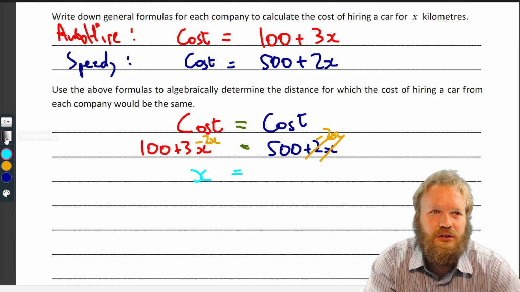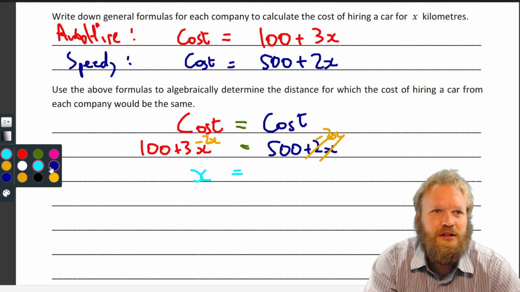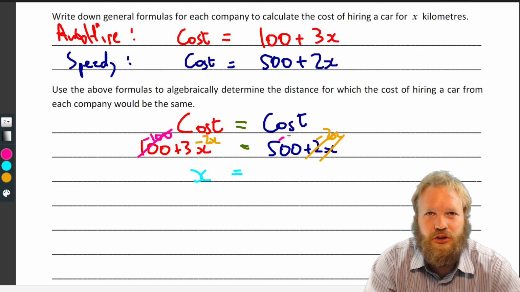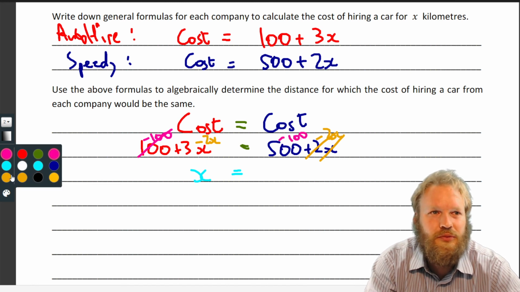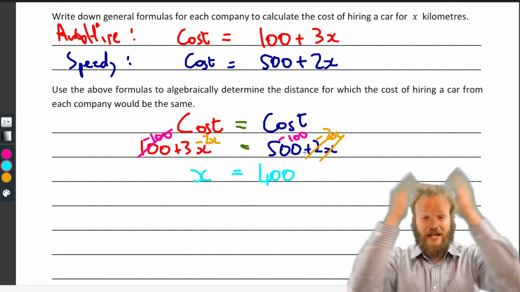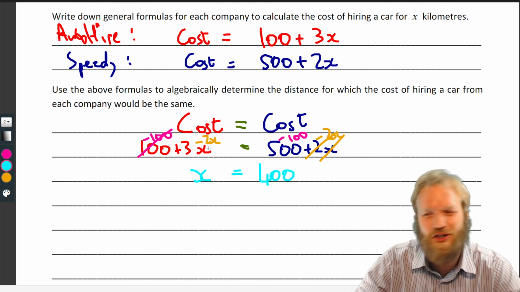Okay, equals. Why don't we subtract this 100 so that that's 0? What we do on one side, we do on the other. So on the other side, 500 minus 100 equals 400. And it looks the same as what we had before. It's beautiful, isn't it? It's just beautiful.